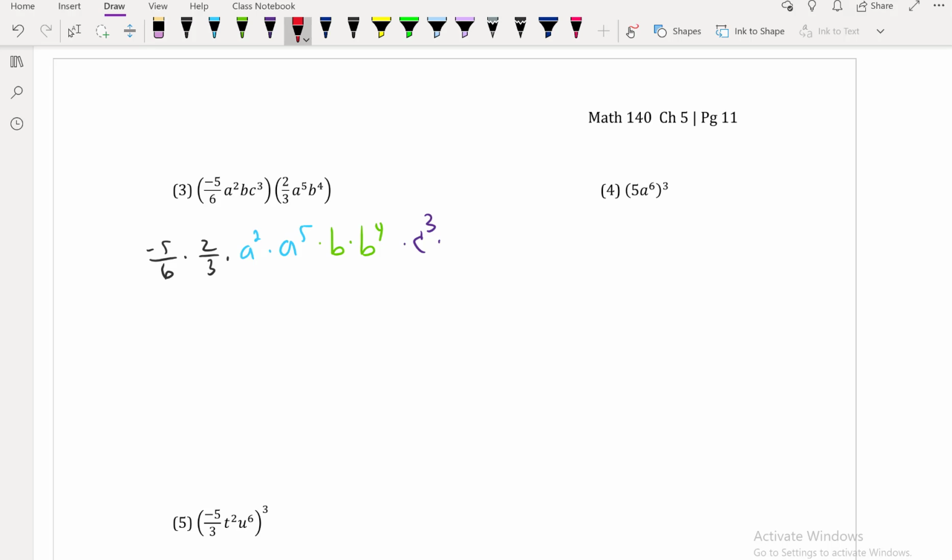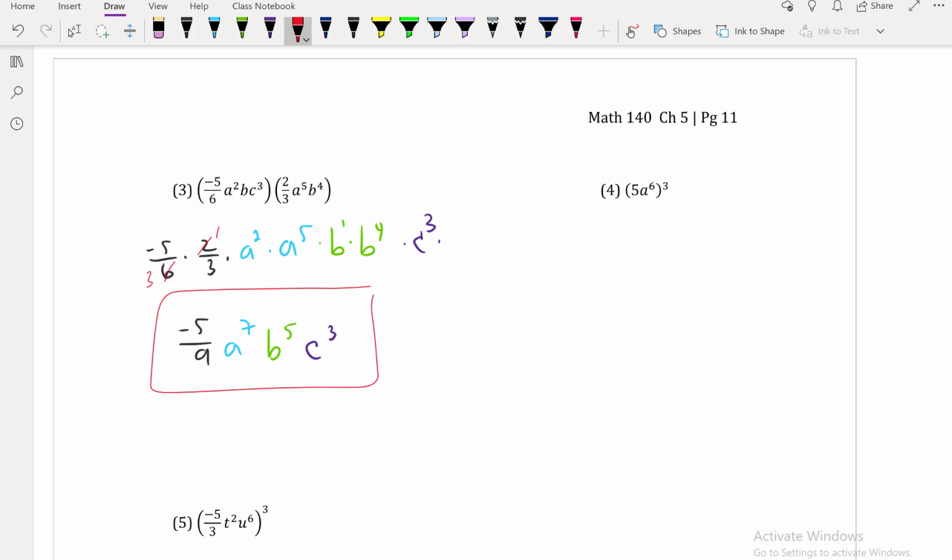It might be easiest to just think of 2 divided by 2 is 1, and 6 divided by 2 is 3. So when I multiply, I'm going to get a negative 5 over 9. And I have a to the 7th power since I'm adding them. That's really a b to the 1 power, so that's b to the 5th power. And I still have my c to the 3rd power. So remember, you're adding the exponents together.